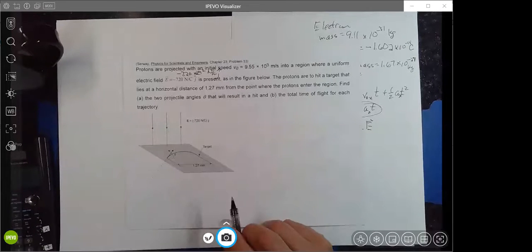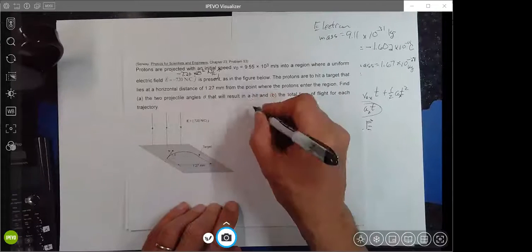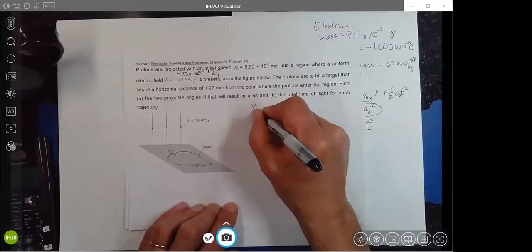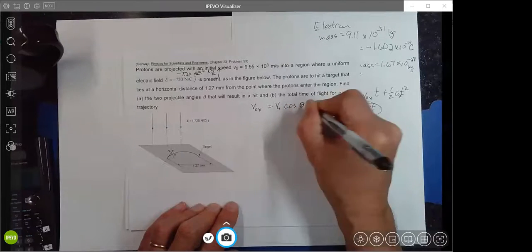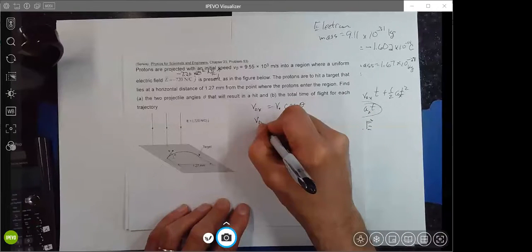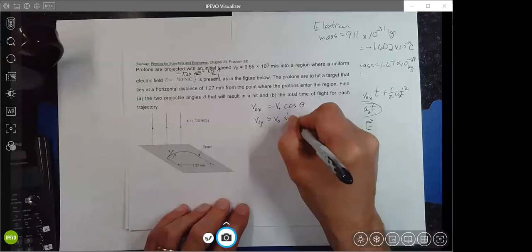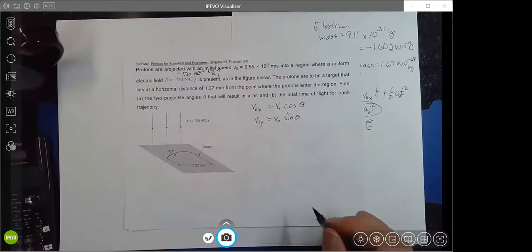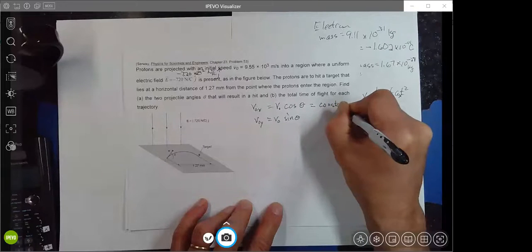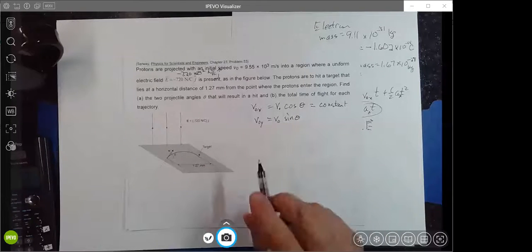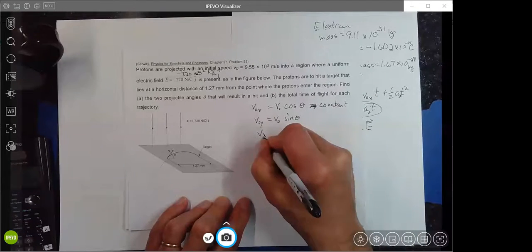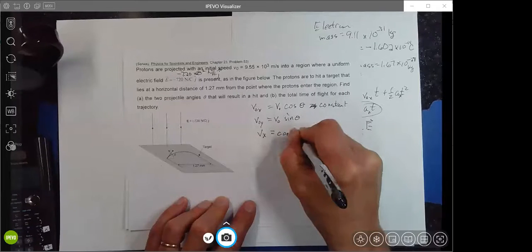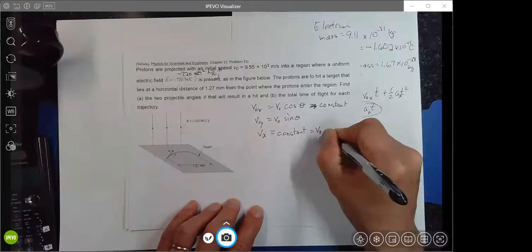Well, let's review our equations for projectile motion. Things that we had in that case is that V naught x is equal to V naught cosine theta. V naught y is equal to V naught sine theta, and we don't know theta yet. That's what we're trying to figure out, so we won't know that very well. V sub x is going to be constant because there's no acceleration in that direction, and it will equal that V naught cosine theta.